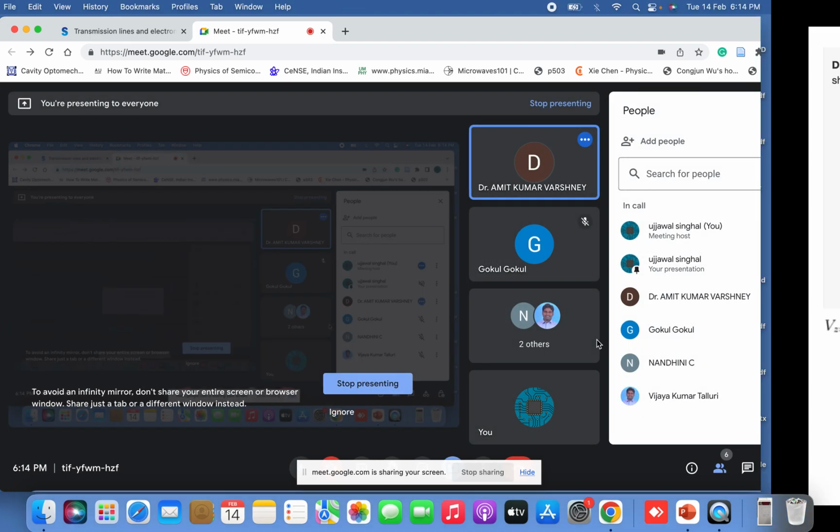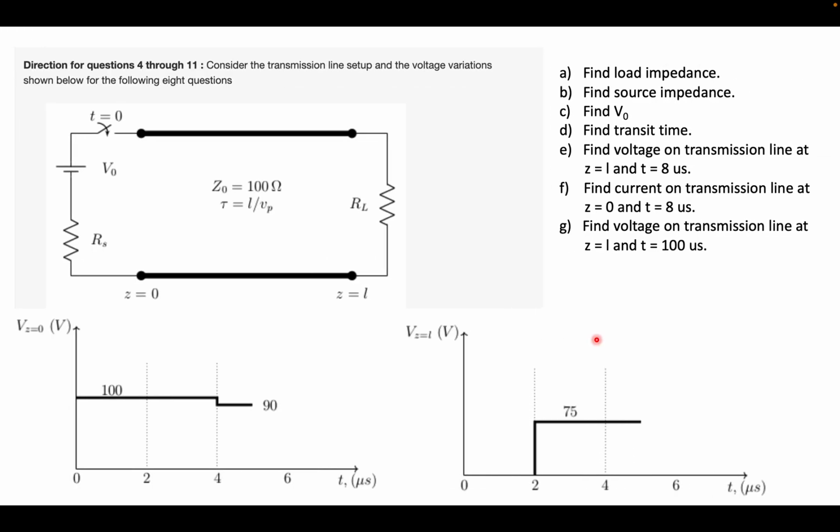Okay, so I will go through the solution of this part. From here, you can see there are two plots, right? At Z equal to 0, here on the transmission line, the voltage is 100. So you already know the starting voltage on the transmission line at Z equal to 0. Similarly, as you know, this voltage always takes some finite time to reach the other end.